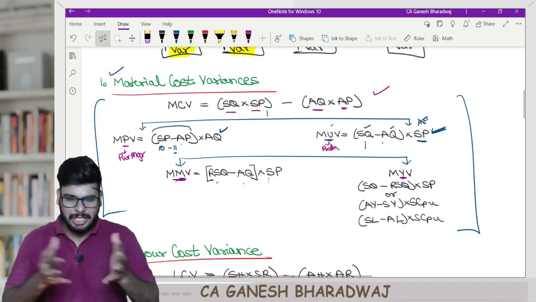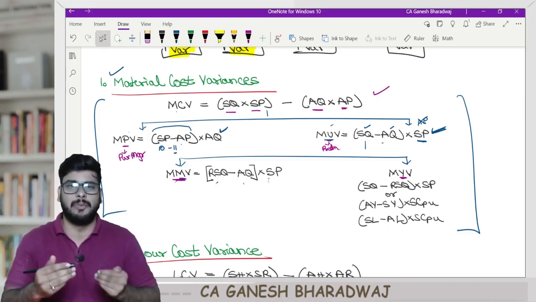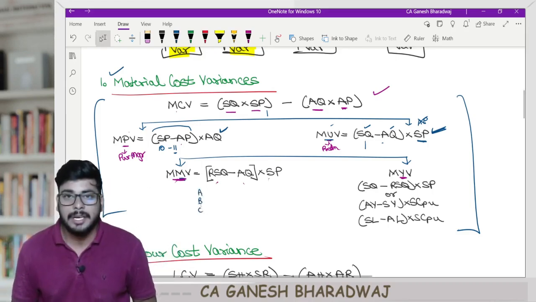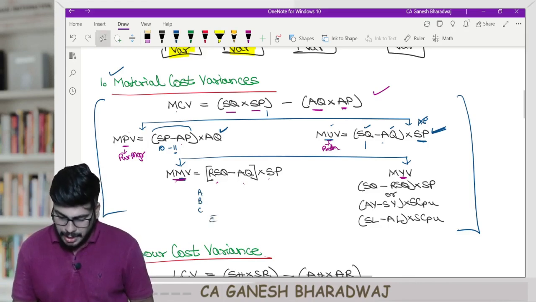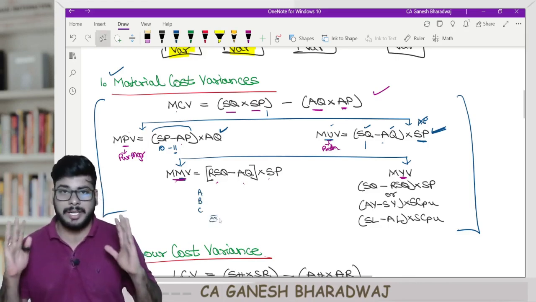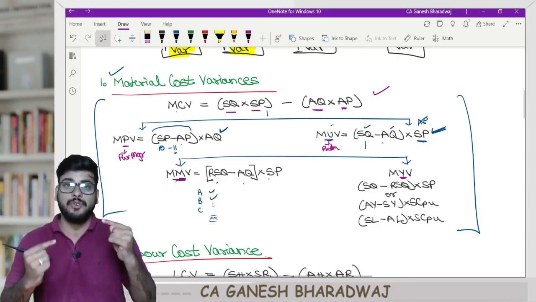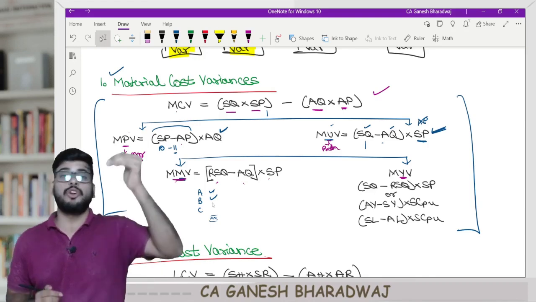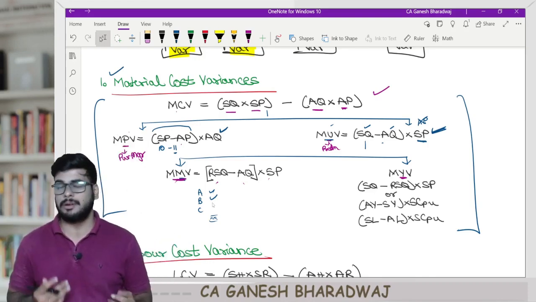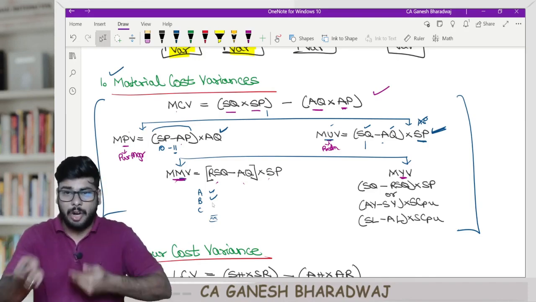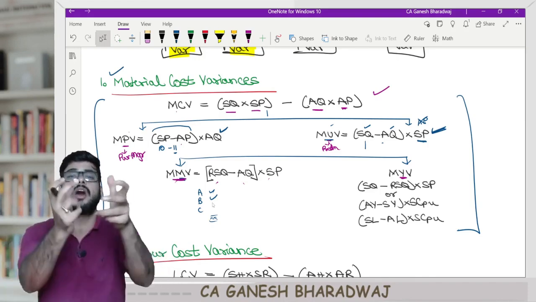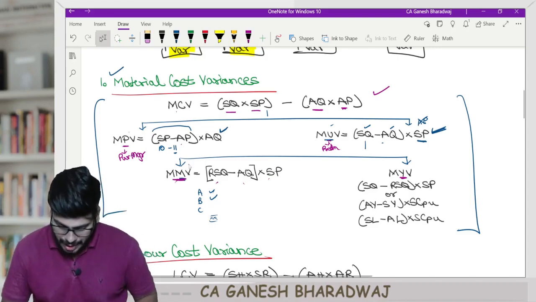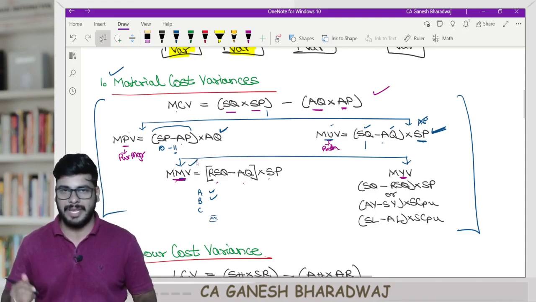Clear with this, guys? So basically what it shows is this: there are three types of raw materials, raw material A, B and C, right? Now overall maybe the quantity that I consumed would have been correct, but inside this I would have used more of a costlier raw material, lesser of a cheap raw material, or I would have used more of a cheap raw material, lesser of a costlier raw material. Now because of the deviation in the mix, how much is the amount that is attributable to the usage variance is what gets tracked down here in my material mix variance. Are you clear with this?